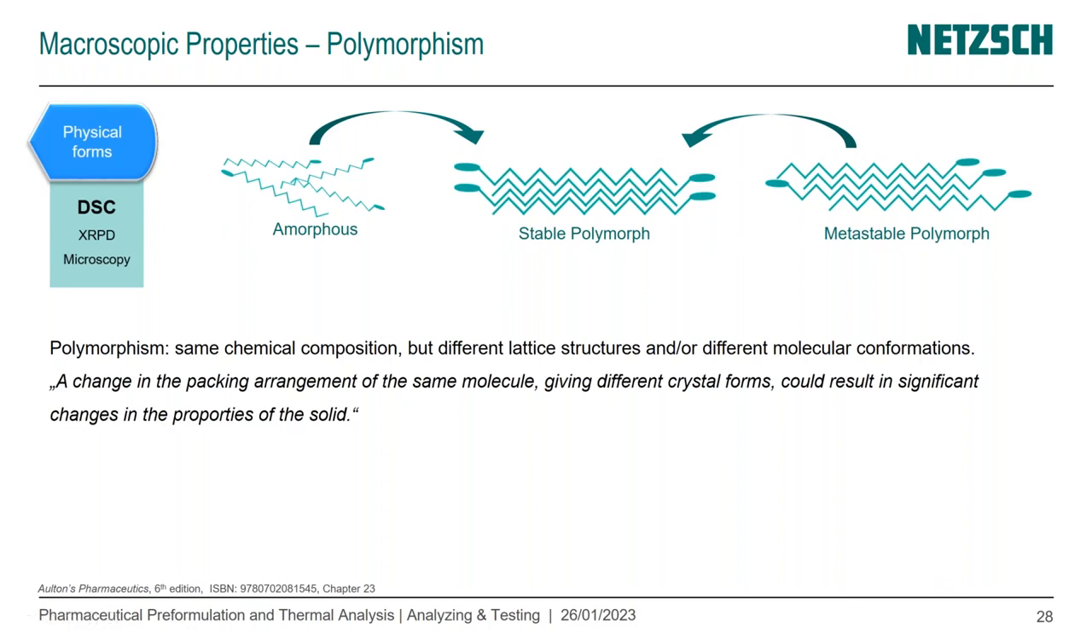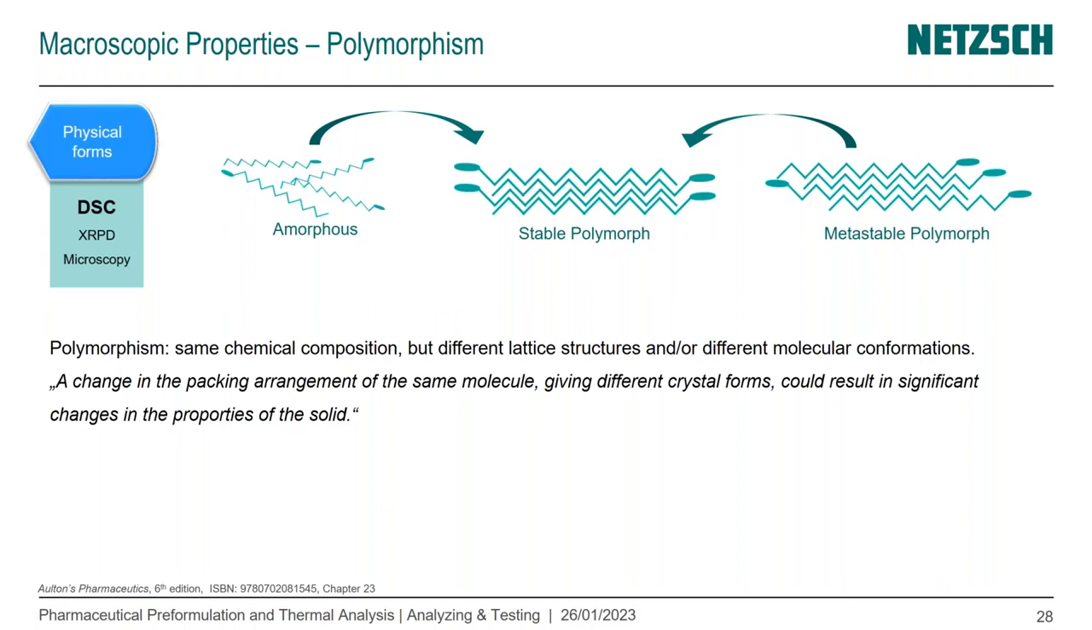On the other hand, during the process of production or handling, we can have a rearrangement of these molecules, giving a metastable polymorph. The point is that with time, amorphous material tends to form the stable polymorph, or maybe it can come first to the metastable polymorph, but it will eventually go back to the stable polymorph.